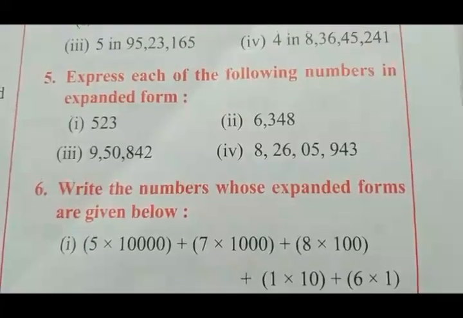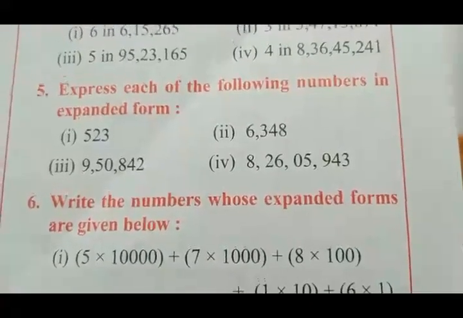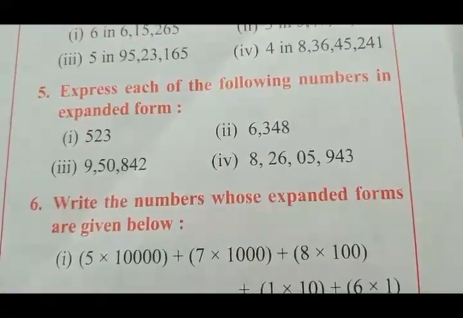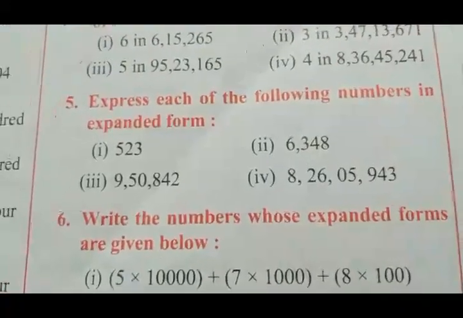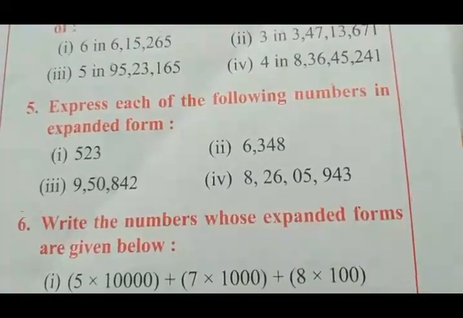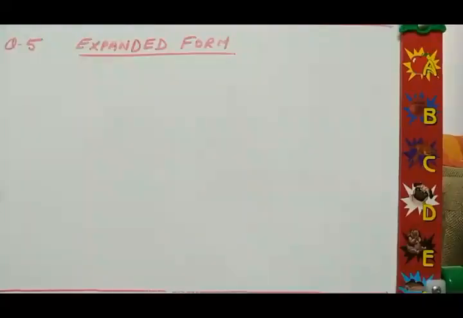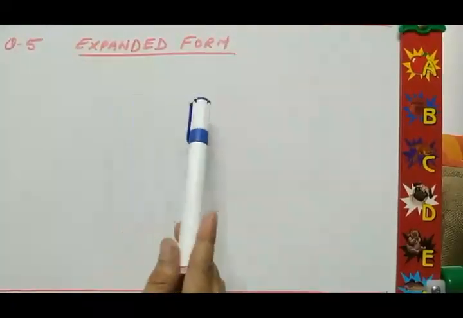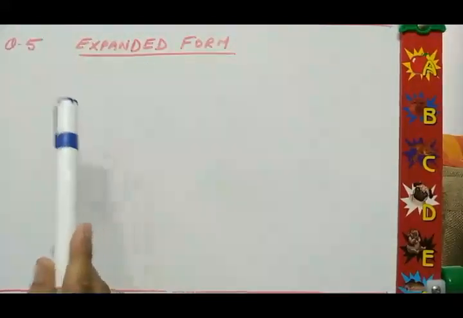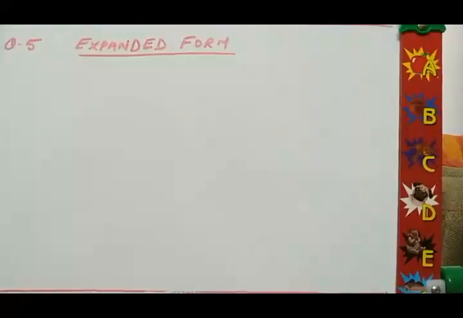Now moving on, question number 5 and 6. Express each of the following numbers in expanded form, and question number 6, write the numbers whose expanded forms are given below. Now first of all we will understand the expanded form. What is expanded form? In expanded form we break up the number according to place values for showing the value of each digit. Let's take an example.